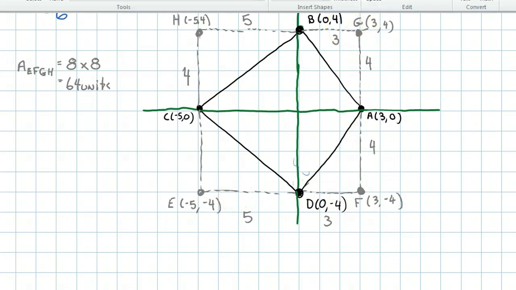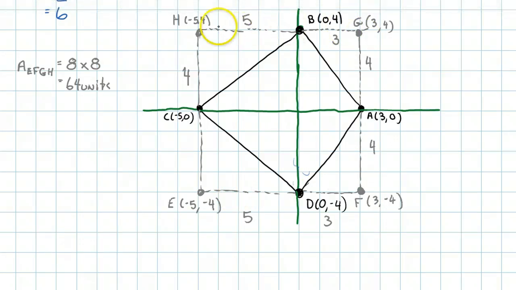So now, let's figure out the area of each of these triangles and pull them off. So this one is going to be 1/2 5 times 4, which is going to give me 10. This one is going to be 1/2 3 times 4, which is going to give me 6. This is going to give me 6 as well, because 1/2 3 times 4 is 6. And this one is 1/2 5 times 4, which is 10.